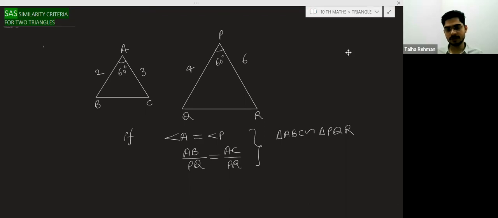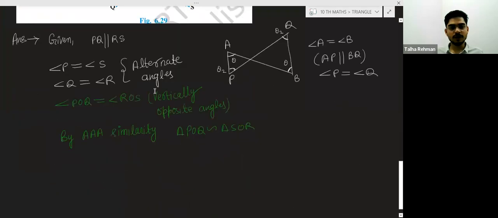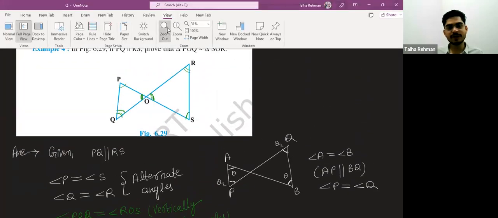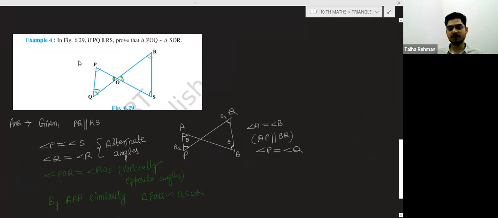So write down the answer of this question. There is no requirement to write down the question. If you want to write, then you can write. Otherwise, you will get this question in chapter number 6, example number 4.